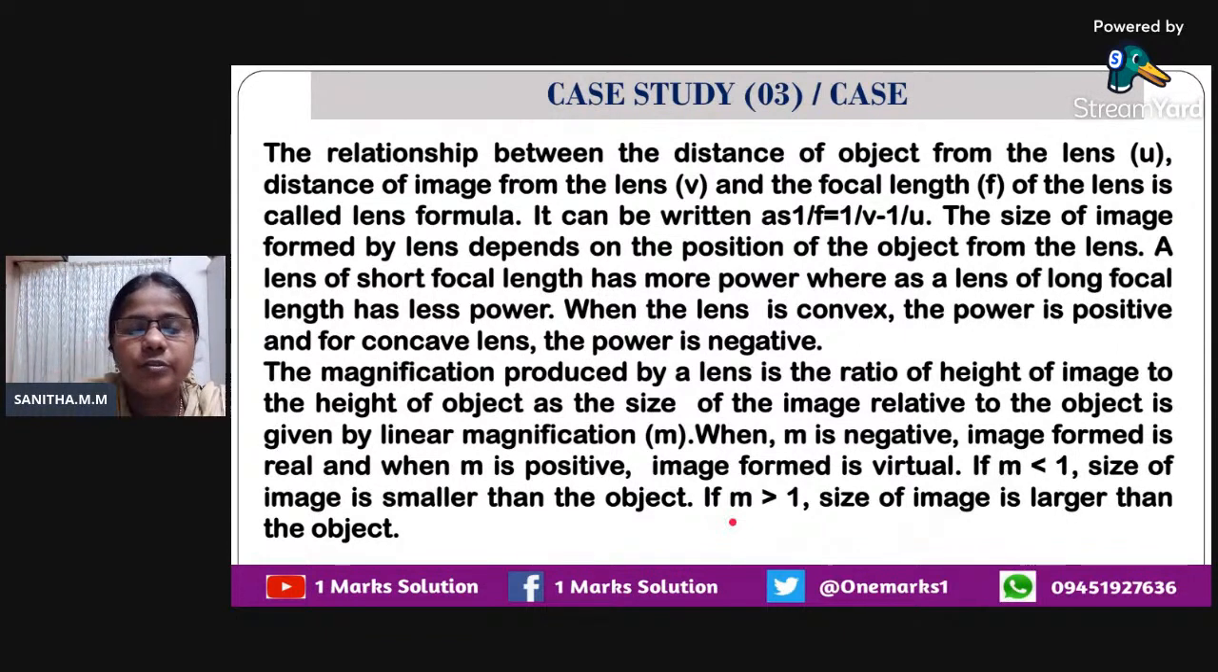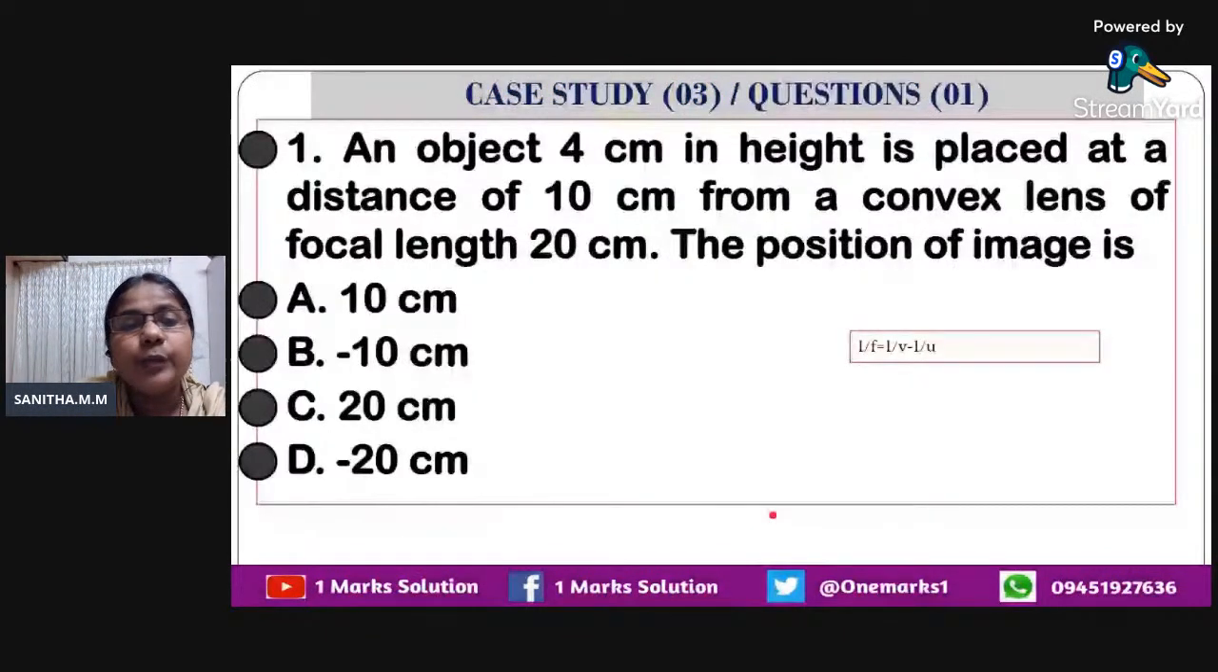Now let us move on to question number 1. An object 4 centimeter in height is placed at a distance of 10 centimeter from a convex lens of focal length 20. You have to find the position of the image. You know the equation: 1 by f is equal to 1 by v minus 1 by u. Just now we have studied the lens formula. You can just substitute in this equation and find it. Very simple, you can do it.